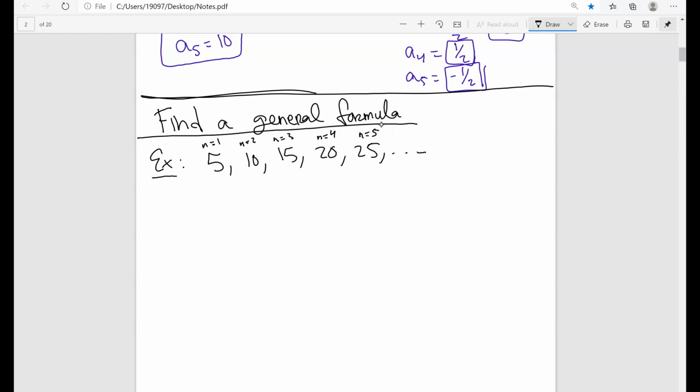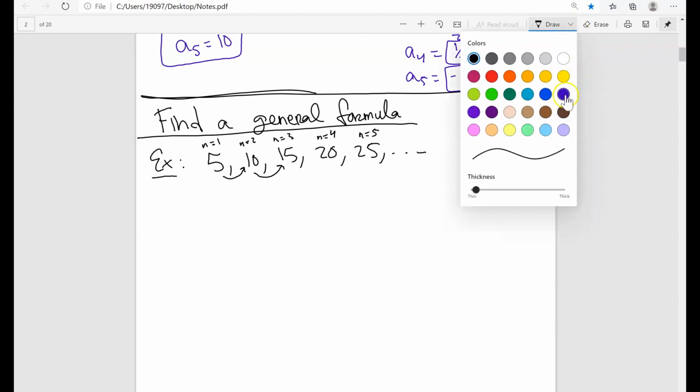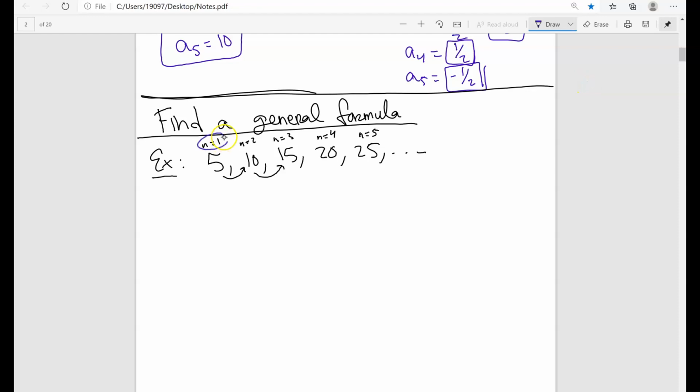And when we want to figure it out, notice, how am I getting to the next number? Try to think about it that way. Can I possibly relate the values of n so that I get the number that I want here? Notice that if I multiply everything by 5, I end up getting every single one. 5 times 1, I get 5. 5 times 2, I get 10. 5 times 3, I get 15. So a good formula for this would be 5 times whatever n is. And that actually is a general formula.